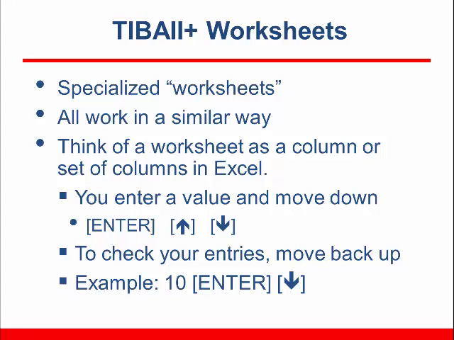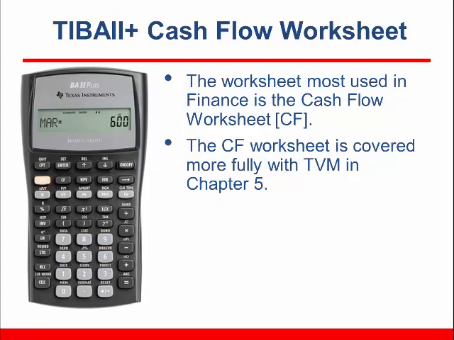In a TI 2 Plus worksheet, you enter a value by keying in the numeric value and pressing the Enter key on the top row. This places the value in that cell in the worksheet. You can visually verify that the value has been entered, as it will change in the display to 4 decimal places. To move to the next cell in the worksheet, press the down arrow and repeat the enter process. To move back up to check an entry, use the up arrow. We'll look at the calculator worksheets more in Chapter 5 when we cover time value of money.